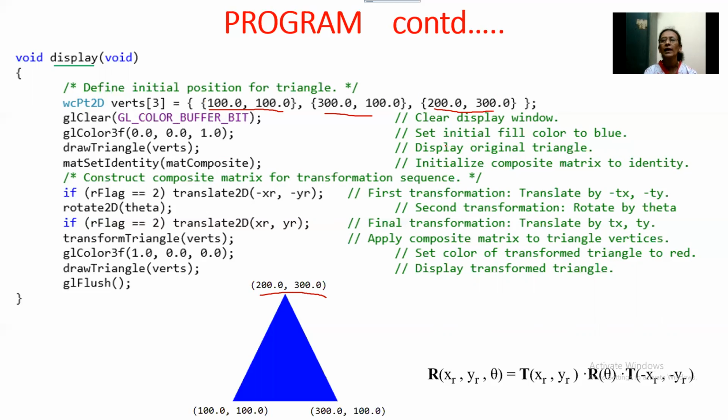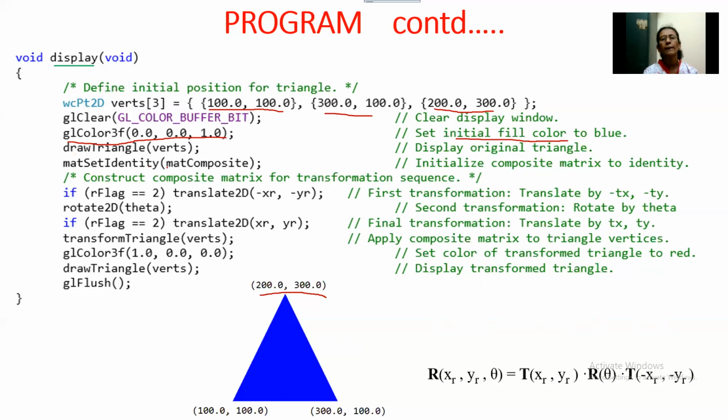Next, I have to clear the display window. So that is done by glClear, GL_COLOR_BUFFER_BIT. Next, I set the fill color to blue. Blue is 0 0 1. So that is given by the function glColor3f 0 0 1. Next, I draw the triangle. That is the original triangle I'm drawing.